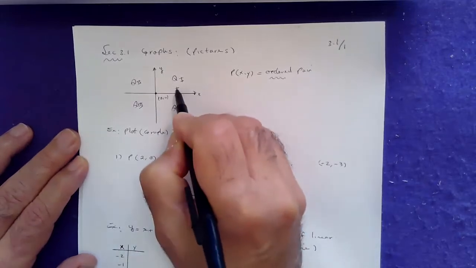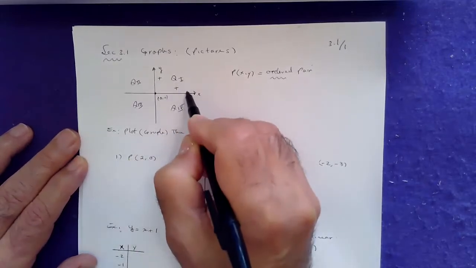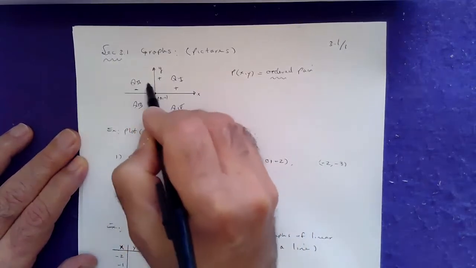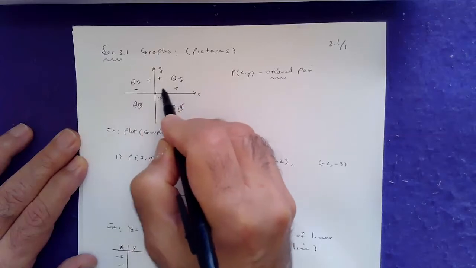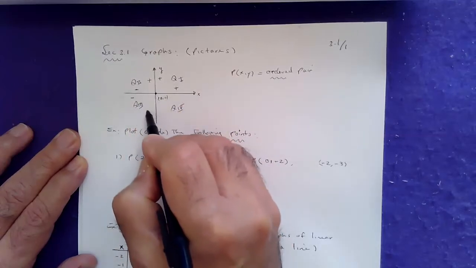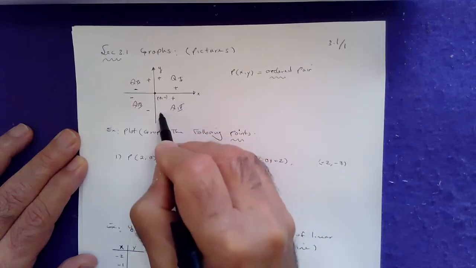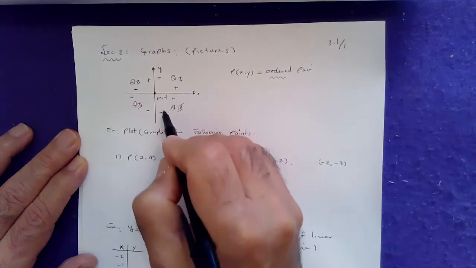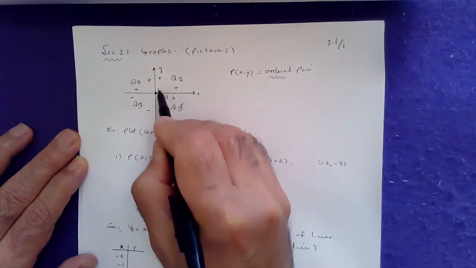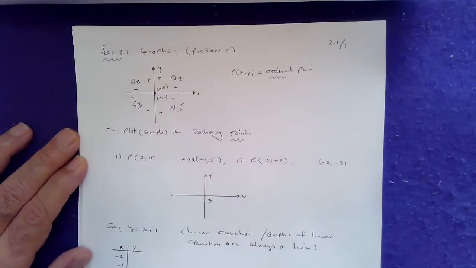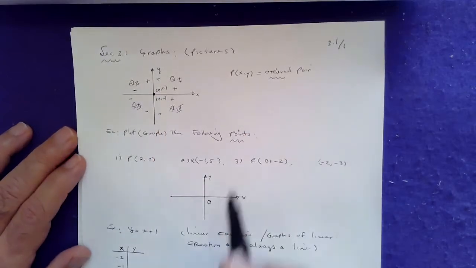So x is positive, y is positive in the first quadrant. X is negative, y is positive in the second quadrant. X is negative, y is negative in the third quadrant. X is positive and y is what? Negative in the fourth quadrant. And this guy right here is called the origin, which has the components 0, 0.